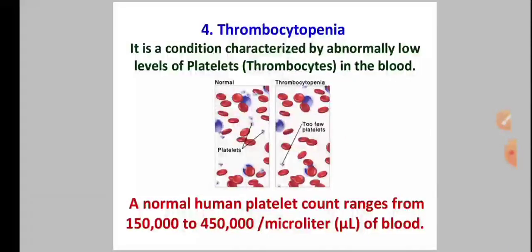The fourth disorder is thrombocytopenia. It is a condition characterized by abnormally low levels of platelets or thrombocytes in the blood. A normal human platelet count ranges from 1,50,000 to 4,50,000 per microliter of blood.